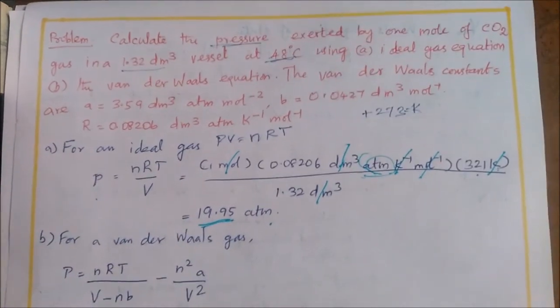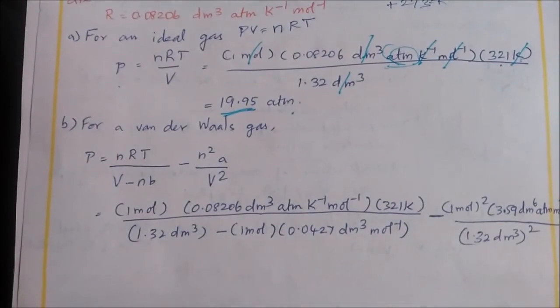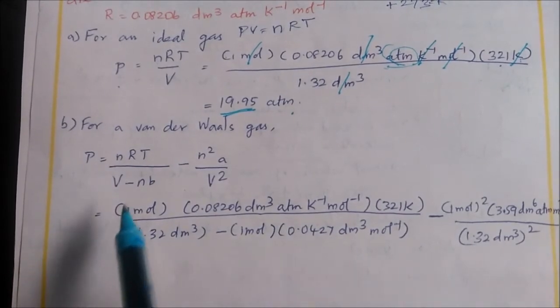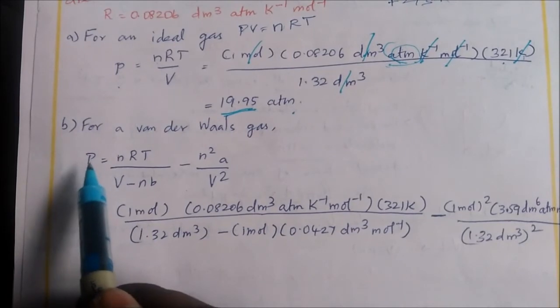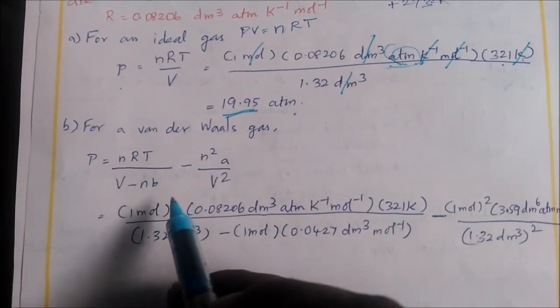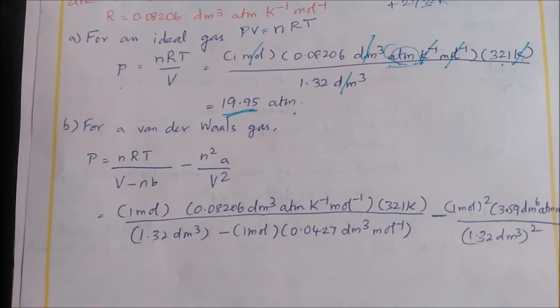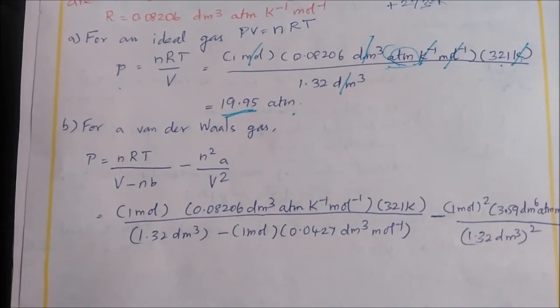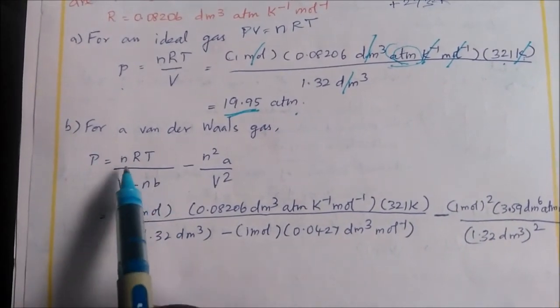Next, for the same question, we are solving with the van der Waals gas equation. So we have rearranged the equation for pressure. So the equation is pressure is equal to nRT by V minus nb, minus n square A by V square. Okay, so this is the equation, and I hope you can be substituting the values.